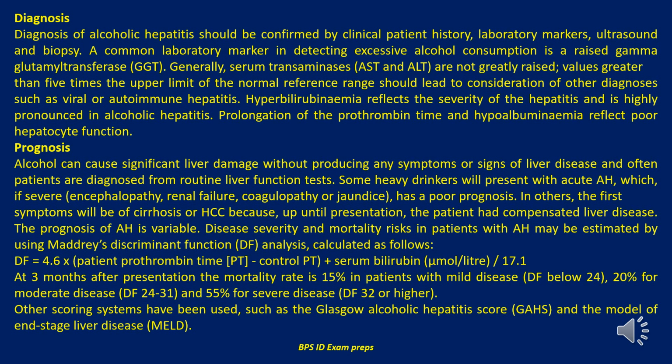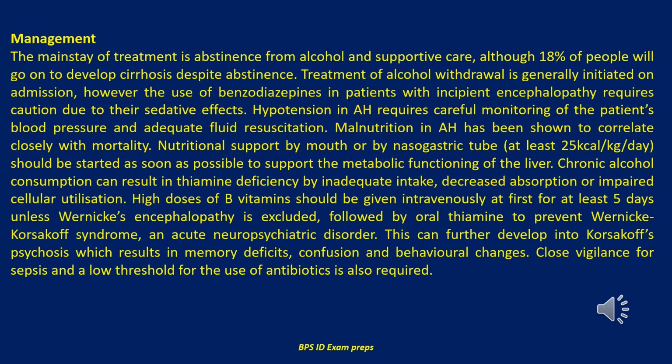At 3 months after presentation, the mortality rate is 15% in patients with mild disease, that is a discriminant function below 24, 20% for moderate disease, discriminant function 24 to 31, and 55% for severe disease, discriminant function 32 or higher. Other scoring systems have been used, such as the Glasgow Alcoholic Hepatitis Score, abbreviated as GAHS, and the Model of End-Stage Liver Disease (MELD). Next we will discuss the management of AH.